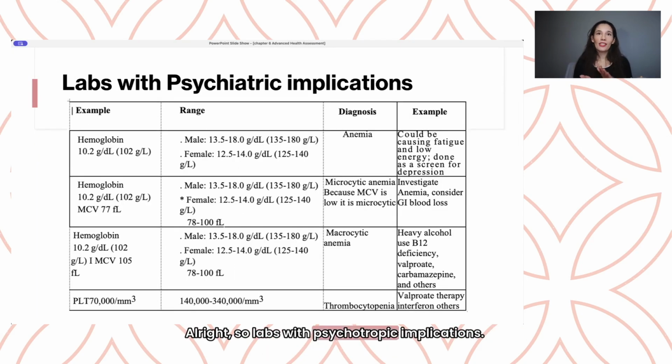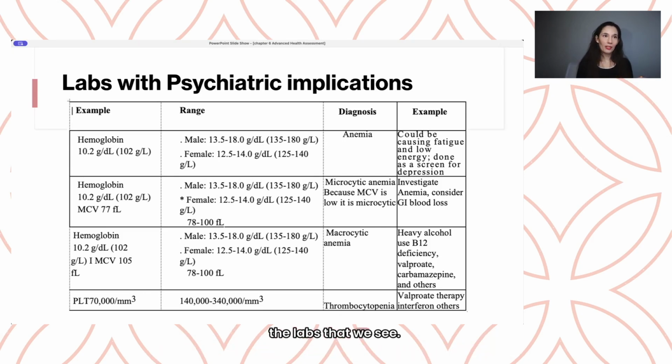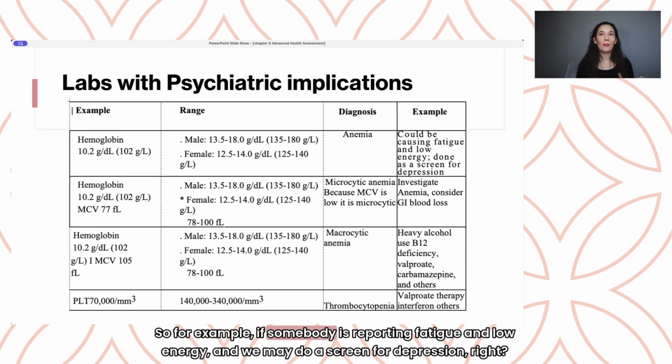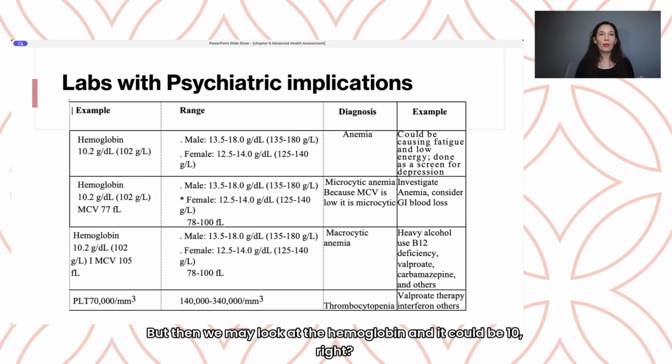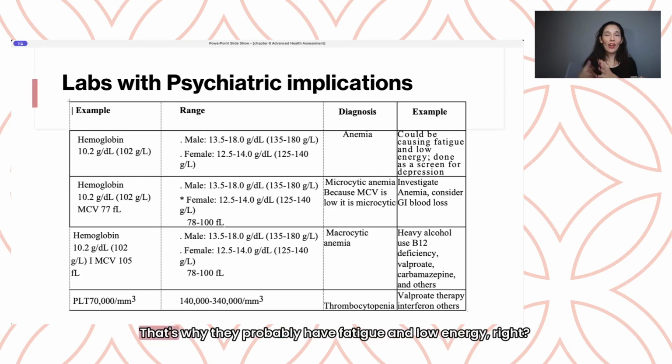All right, so labs with psychotropic implications. So when we talk about some of the symptoms we see in psychiatric disorders, sometimes it can be correlated with the labs that we see. So for example, if somebody is reporting fatigue and low energy, we may do a screen for depression, right? But then we may look at the hemoglobin and it could be 10, right? Which would be low, regardless if it's a male or female, right? 10 is low. The patient has anemia. That's why they probably have fatigue and low energy, right?